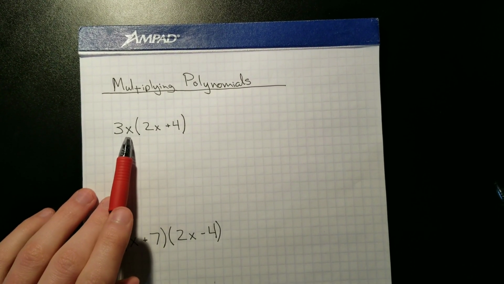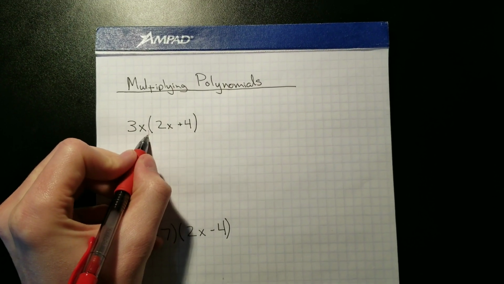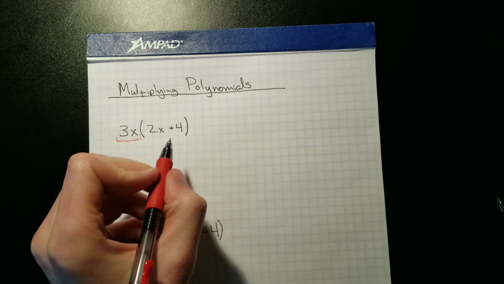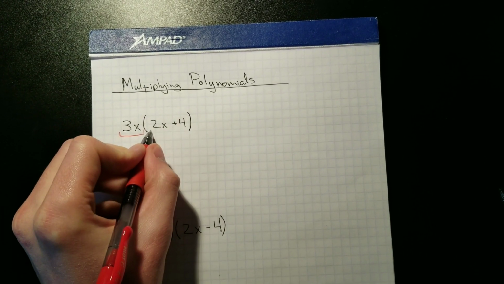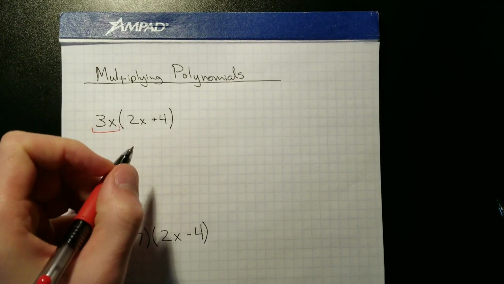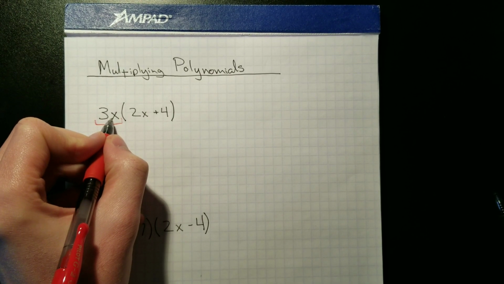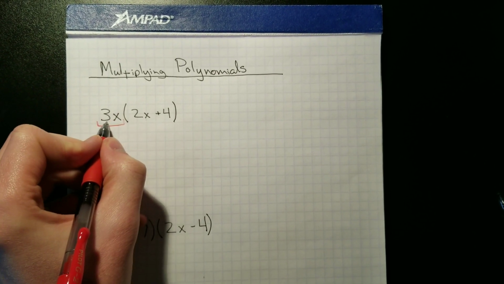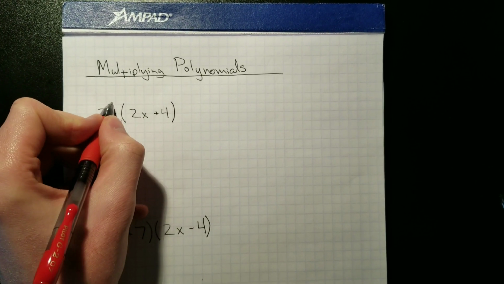We can see that in this example, we're multiplying a monomial. We know that is a monomial because it has one term, by a binomial. This is a binomial since it has two terms in the parentheses. And we're going to multiply that by using distribution. So we're going to be distributing this monomial, the 3x, times the two things inside of the parentheses. It's going to look like this.